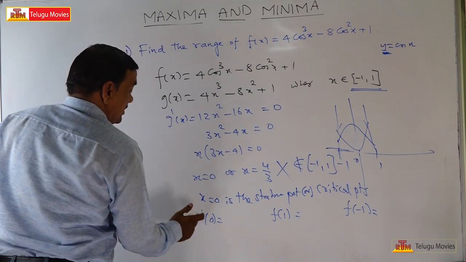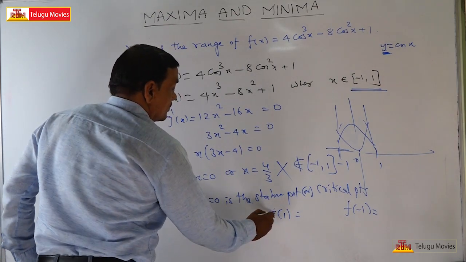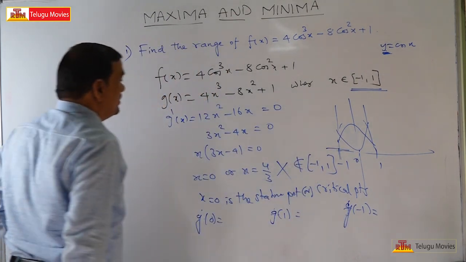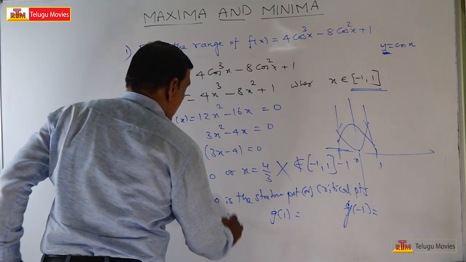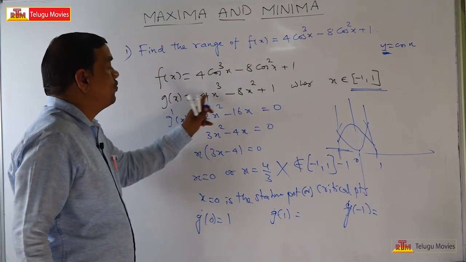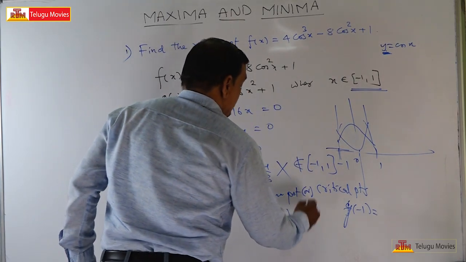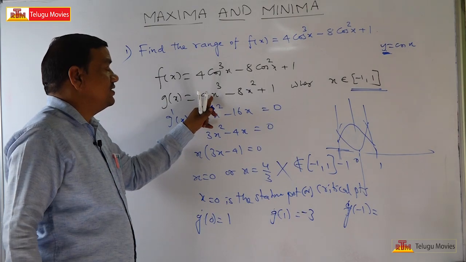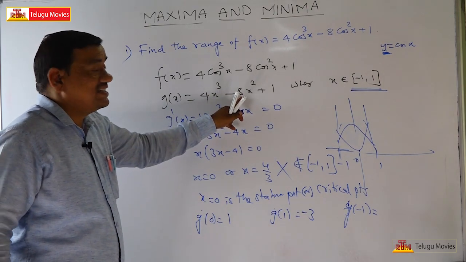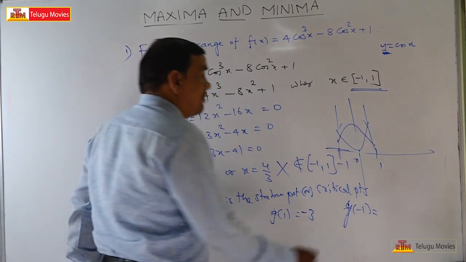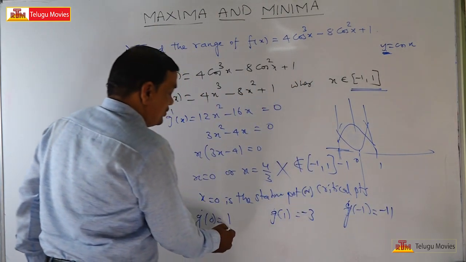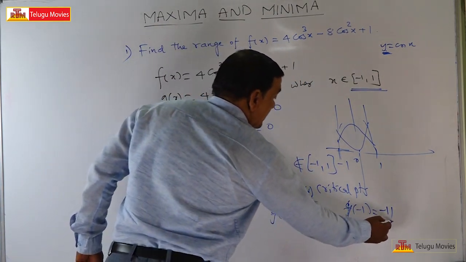Sorry, here g. Our new function is g. So what is g of 0? This is equal to 1. g of 1: 4 plus 1, 5, minus 8, that is equal to minus 3. g of minus 1: this is minus 4, minus 8, minus 12, plus 1, minus 11. So here you see: 1, minus 3, minus 11.